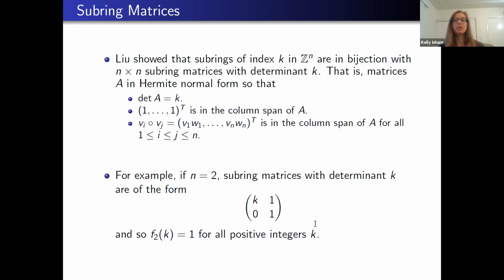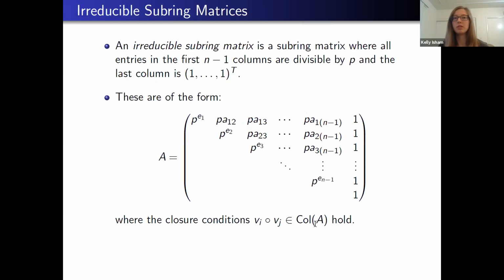It's a bit too hard to count these subring matrices, so we're only going to count a subset of them, which are called irreducible subring matrices. What those conditions are going to force is that the diagonal is made up of just powers of p. The last column has to be a bunch of 1s, so just this identity element. And then every other entry in this matrix has to be divisible by p.